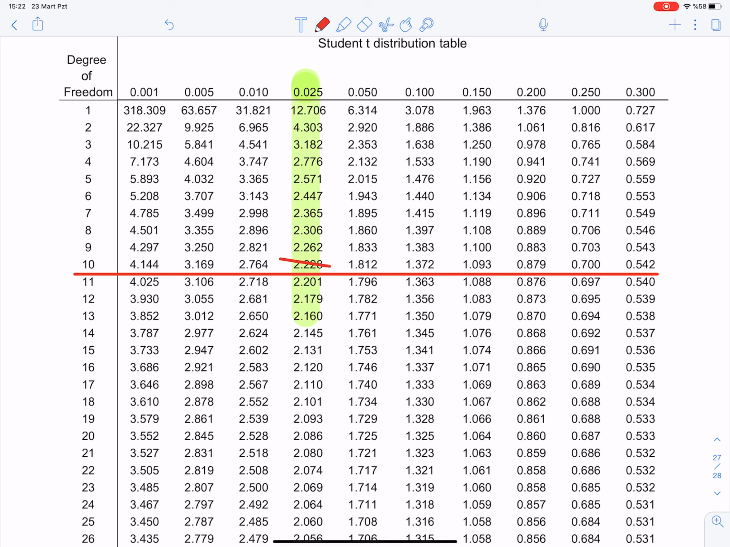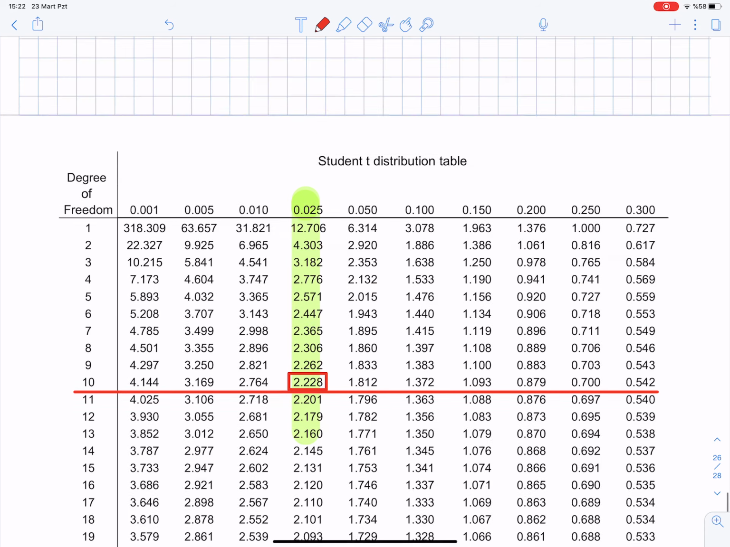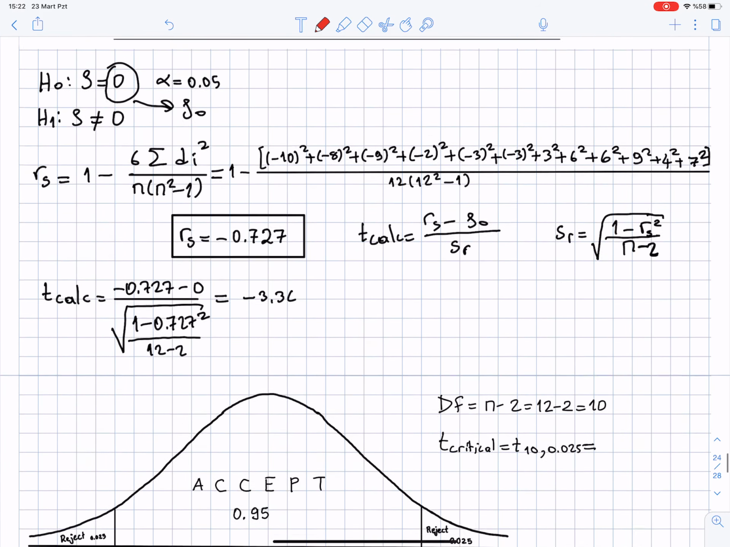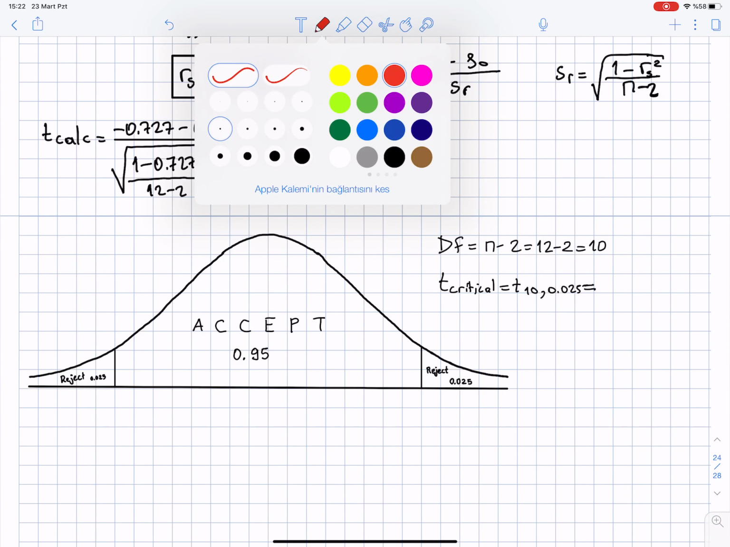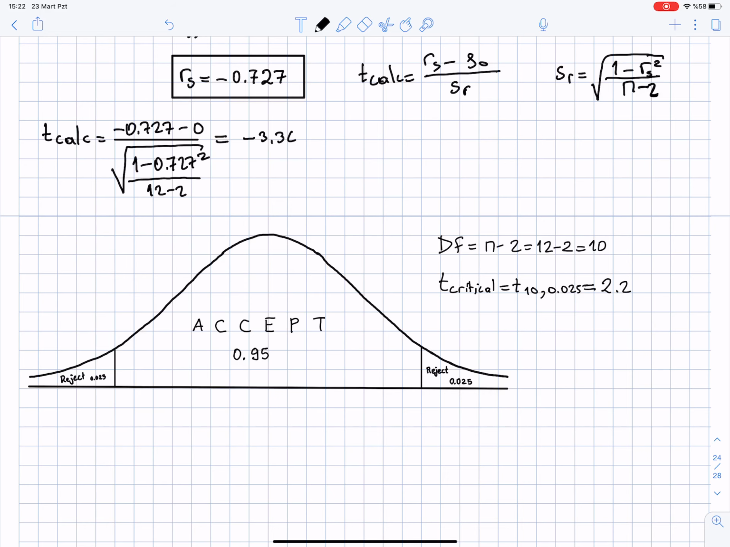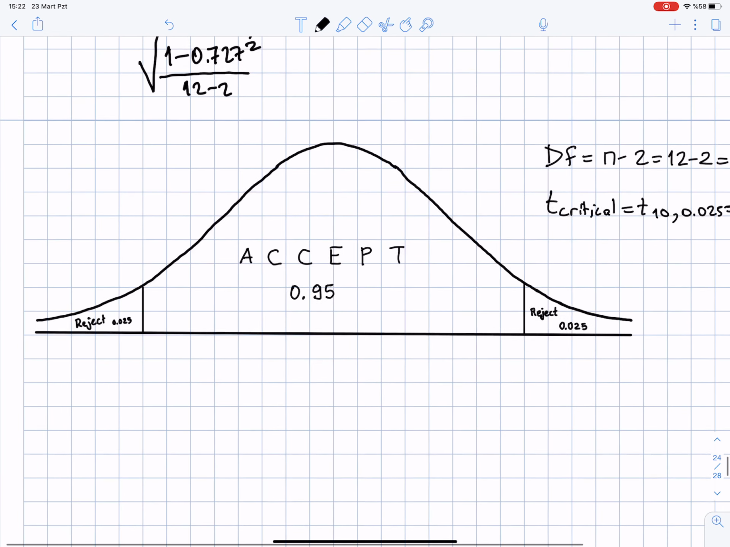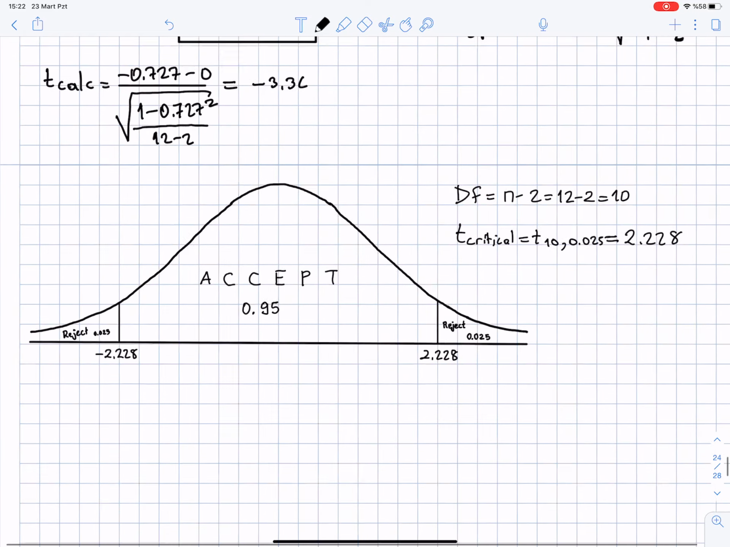Okay, that's the value, 2.228. The critical value is 2.228. So the left hand side will be minus 2.228, and the right hand side I have 2.228.